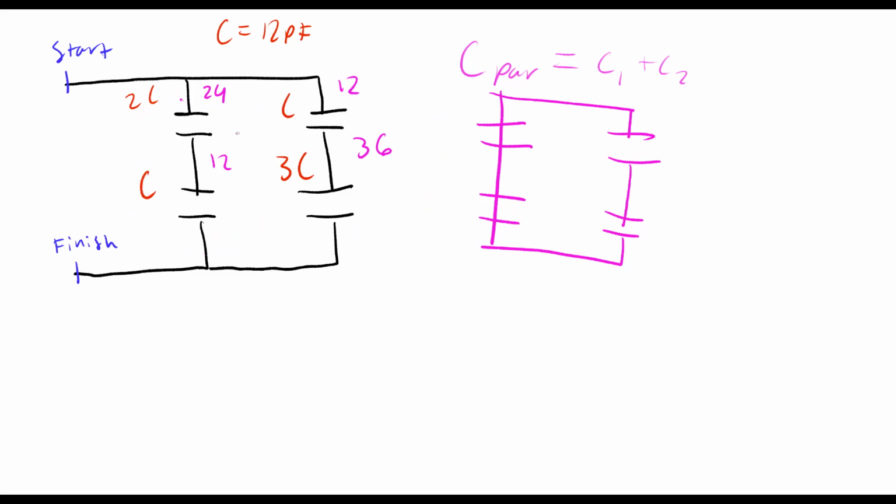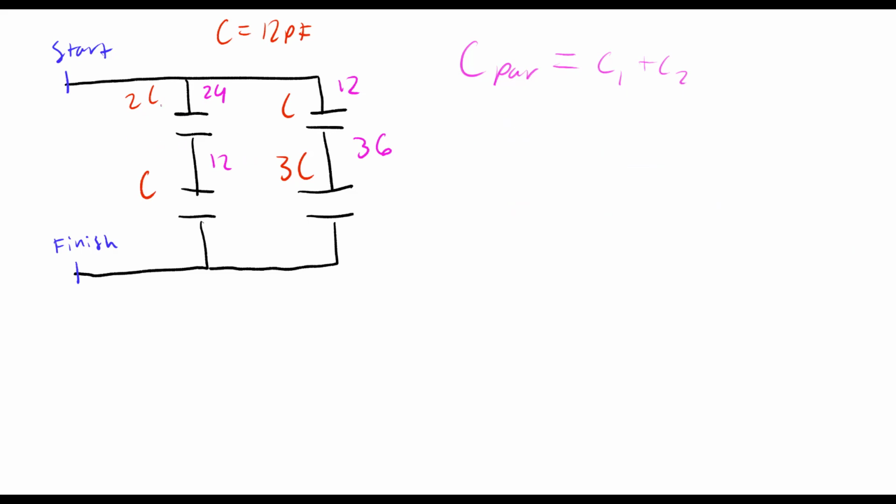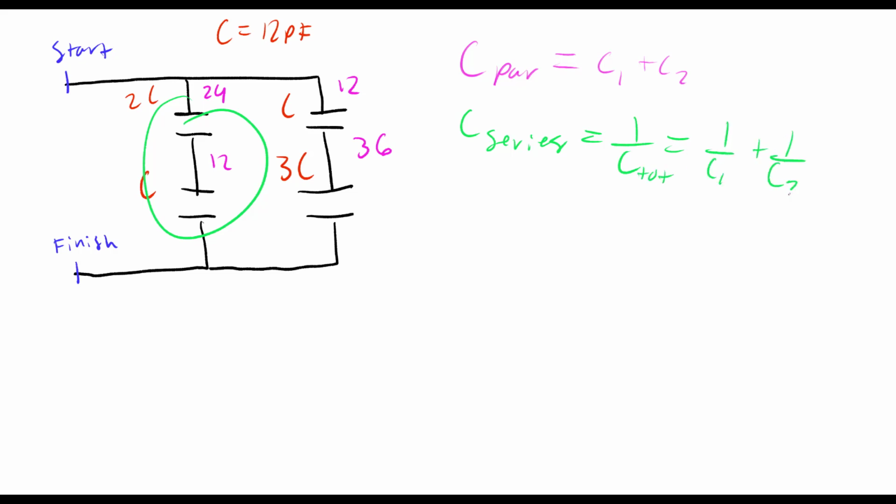So what does that mean? It means that, first of all, I'm going to treat this as a series. So here's how you do it. You take this one. You're going to use the C series, which is 1 over C, which is 1 over C1 plus 1 over C2. That's because when Mario drives in this path, he only has one path to take.